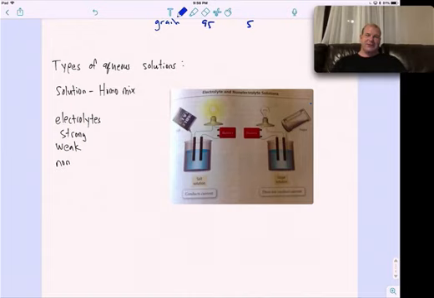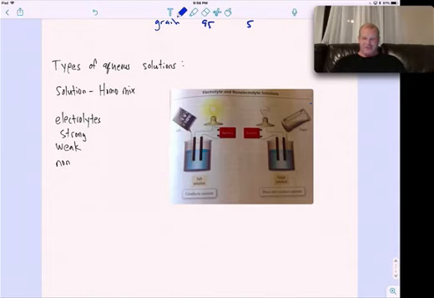But there are strong electrolytes, so strong acids and strong bases, those are strong electrolytes. They break apart, they conduct electricity really well. Salt and other soluble salts are strong electrolytes. Weak electrolytes are things like weak acids and weak bases, like vinegar. Vinegar is a weak acid.